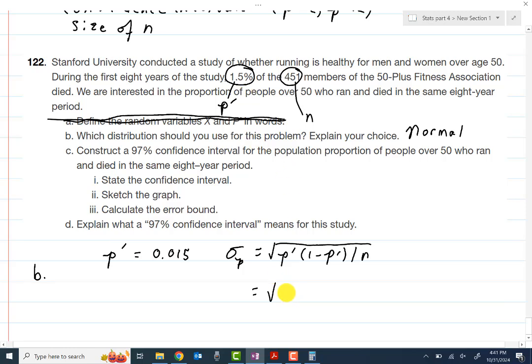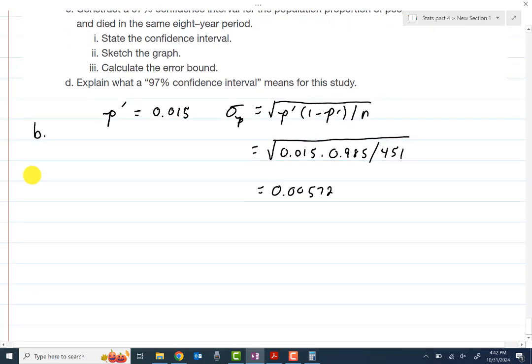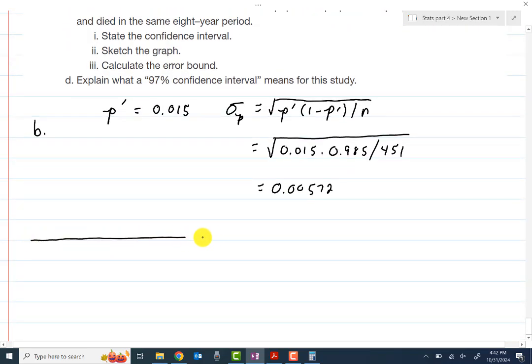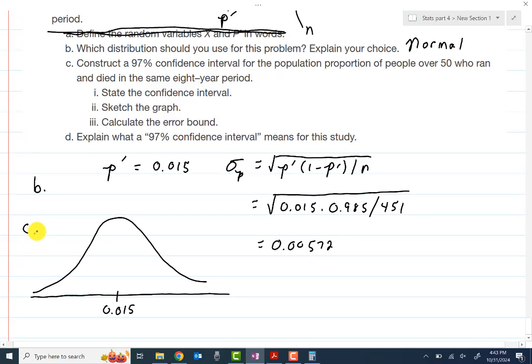Our P prime is 0.015. And then 1 minus that is 0.985. And I'm going to divide by 451. It's good to have these numbers out front. Now let me draw a picture of the situation here. Here our center is 0.015. What are they trying to get us to do? This is part C.